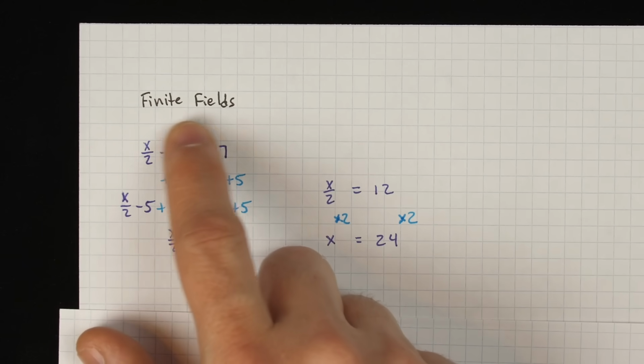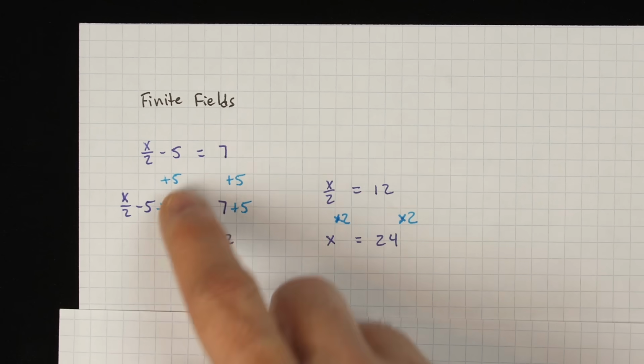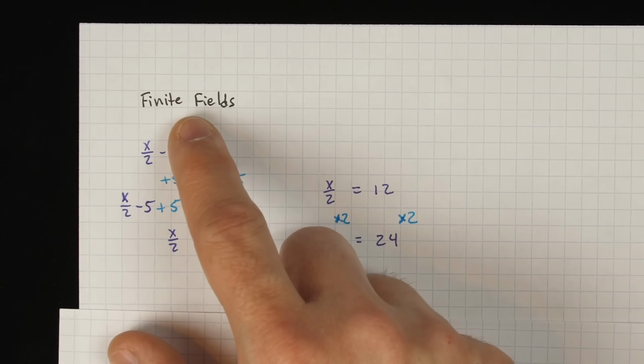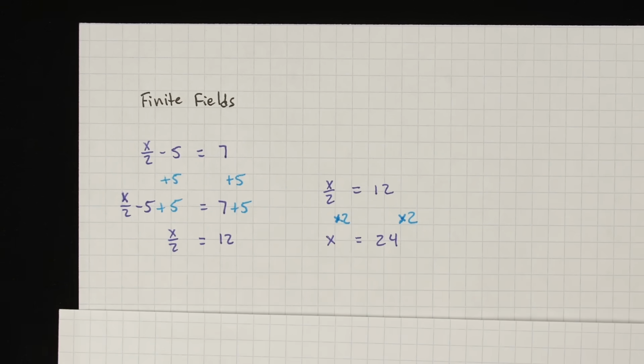And as the name would imply, instead of having an infinite number of numbers, like the real numbers or the complex numbers, a finite field uses a finite number of numbers. But still, all the rules of algebra work just the same. So how does that work? So what is a field? So a field is basically just a set of numbers, and then a definition of how you add those numbers together and how you multiply those numbers.